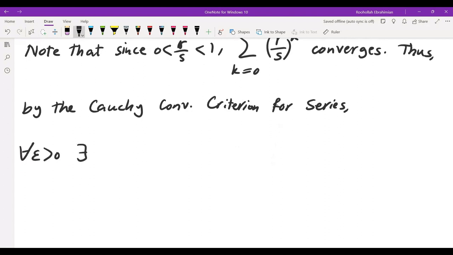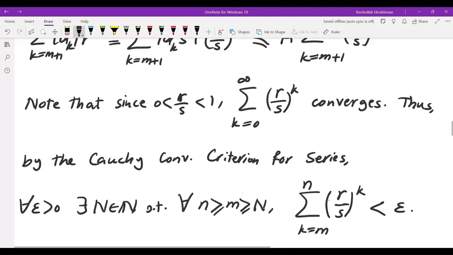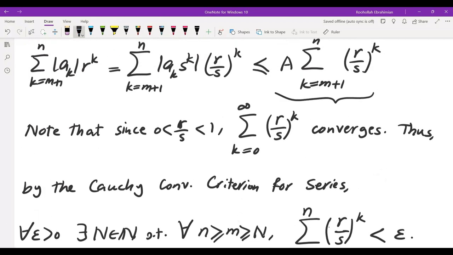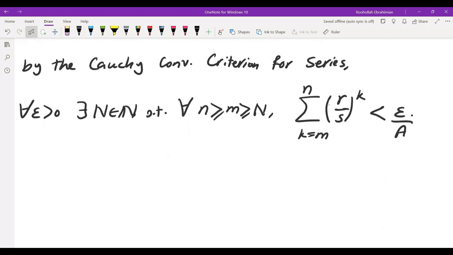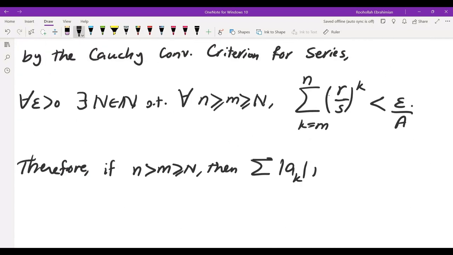for every epsilon positive, there is a capital N in the naturals such that for every n greater than m, greater than or equal to N, the sum of (r over s) to the power of k from m to n is less than epsilon. So that means I can make this whole thing less than epsilon. Let's actually make this one epsilon over a. Therefore, if n is greater than m, greater than or equal to N, then the sum of the absolute value of ak r to the k, k equals m plus 1 to n, is less than epsilon.